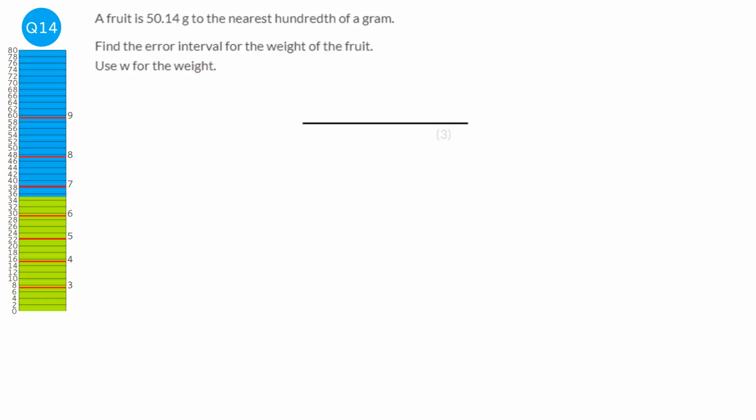To find the error interval, I start by drawing a number line, and we're going to put the number in, 50.14. And we're going to think, what would the next number down and the next number up be? Well, it's the nearest hundredth of a gram, so the next number down would be 50.13, and the next number up would be 50.15. Then to find the lower bound and the upper bound, we just find the halfway points between those two.